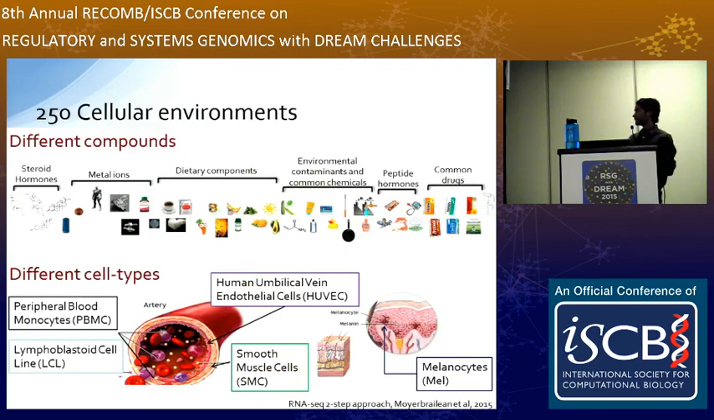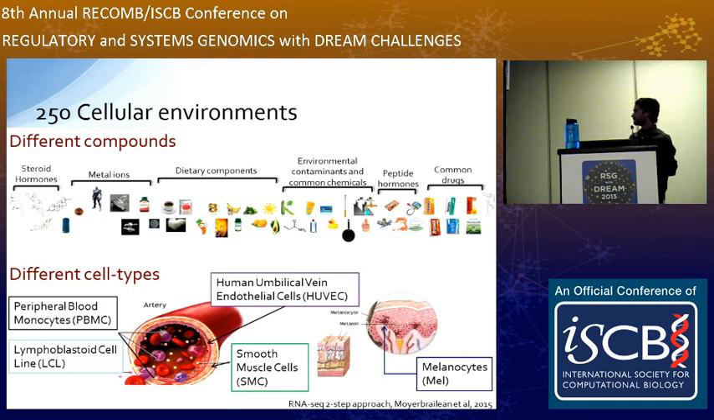So, as the talk title says, we did this in 250 cellular environments, and here's an overview of the compounds that we use. There's 50 of them that filter into these six broad categories. There are things like dexamethasone. We use a lot of common drugs like aspirin. We also have some environmental contaminants like metal ions. And we actually use polluted air from Detroit called particulate matter 2.5.